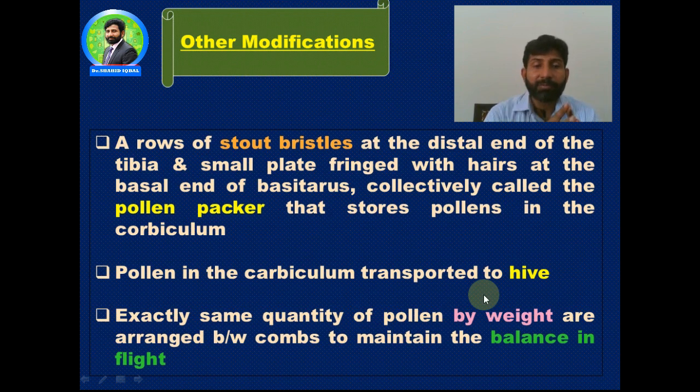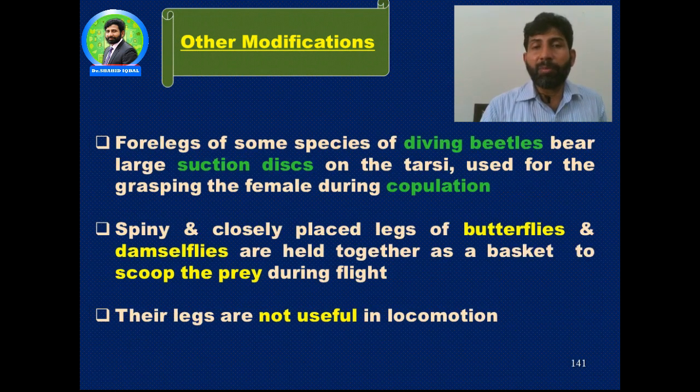Exactly the same quantity of pollen by weight is arranged between the combs to maintain the balance in flight. When the hind legs have the pollen basket and they have to fly, they maintain their balance by putting the same weight of pollen into the pollen baskets during flights. It is an important adaptation of these insects.